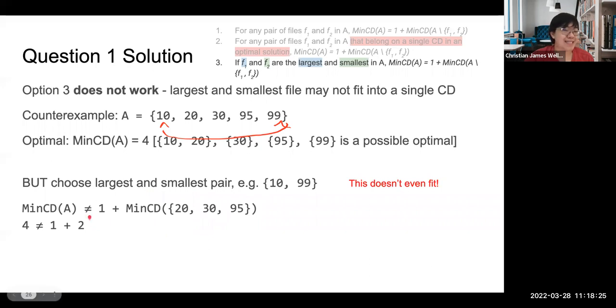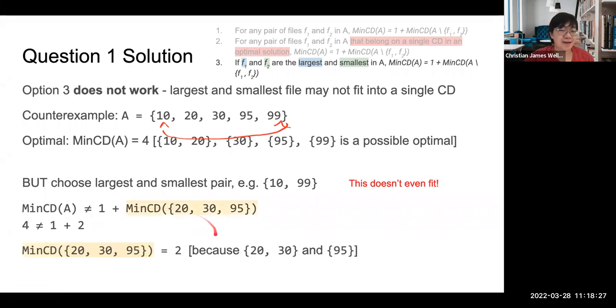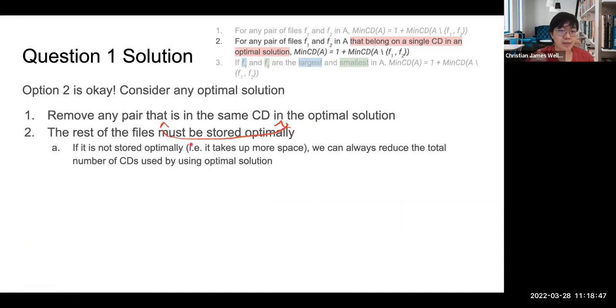So this is me just trying to work out the numbers, but I hope it's intuitive that it doesn't make sense to choose the largest and smallest because they don't even fit into a single CD. So the math gets all messed up. I put the math in the slides in case you're interested, but intuitively, I hope it's clear that smallest and largest paired together might not even fit. All right, so let me go on to the option that's correct.